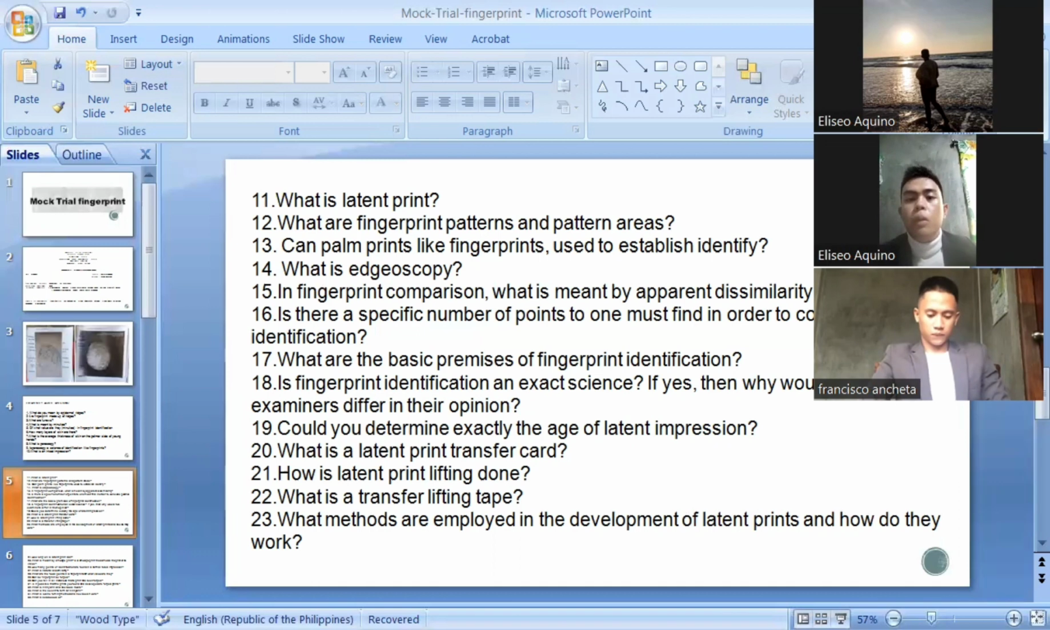What are the focal points in a fingerprint? Of what value are they? These points are called the delta and the core.